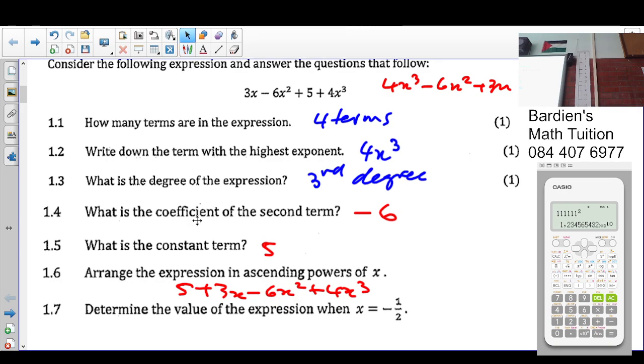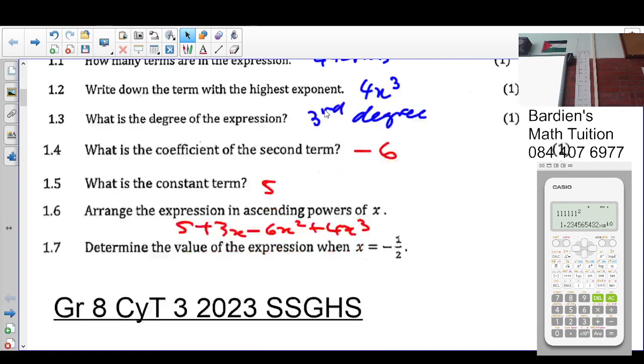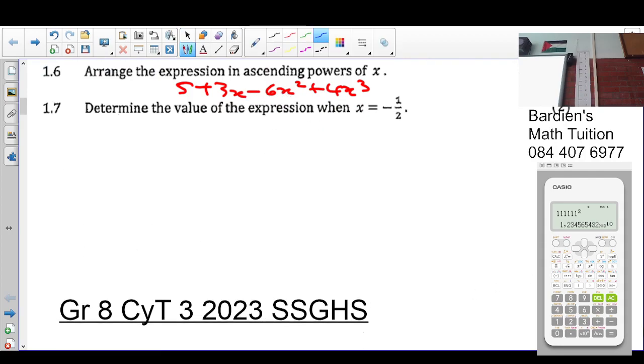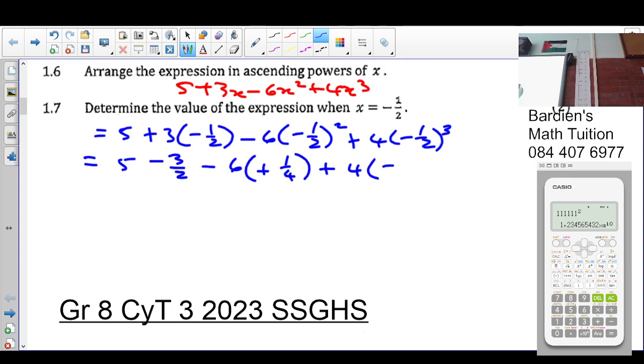Next question says determine the value of the expression if x is equal to negative a half. People, you can either substitute it into the original function or into this here. I'm going to go with the ascending order here. So it would be 5 plus 3 times negative half minus 6 times negative half squared plus 4 times negative half cubed. So it's going to give you 5. Positive times negative, of course, is negative, 3 over 2, minus 6. Negative squared is positive. Half squared is a quarter. Plus 4 times negative cubed is negative. 1 cubed is 1. 2 cubed is 8.